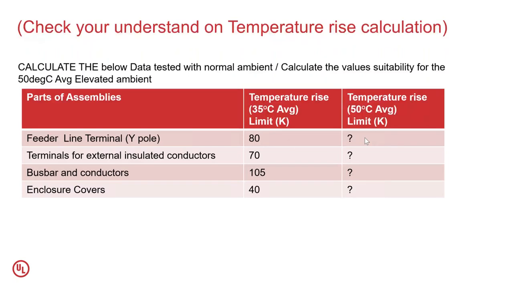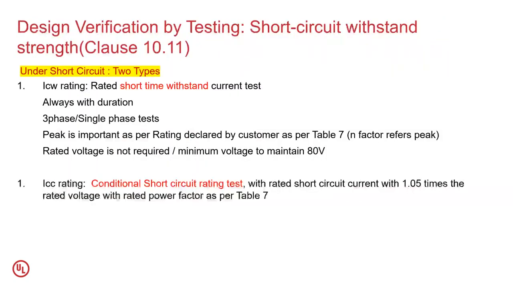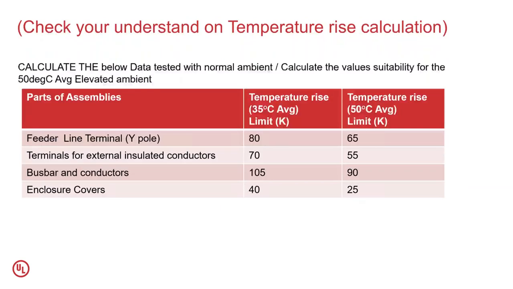Hope you've already understood. The correction factor I already mentioned: 50 minus 35 is 15K. I need to deduct this from the limits, then the limit 80 becomes 65, 70 becomes 55, 105 becomes 90, 40 becomes 25. I think now it's easily understood for you guys. Clear? Fantastic. Now, this talked about temperature rise calculations and the limits, how to choose as per the table 6.